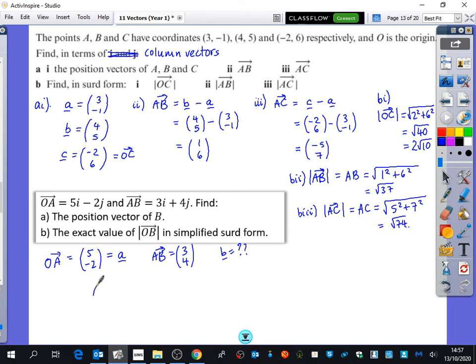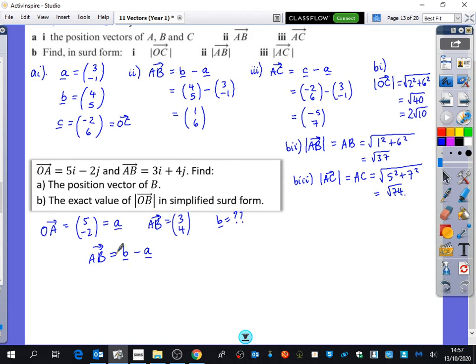You have to add them together? Yeah, because I know that AB is B minus A. That's the formula that I've been using so far. So if I want to find out what B is equal to, I'm going to add A to this side and I'm going to add A to this side. So AB plus A is equal to B, which means that B is equal to 3, 4, which is AB, plus A, which is 5, minus 2, which is 8, 2.